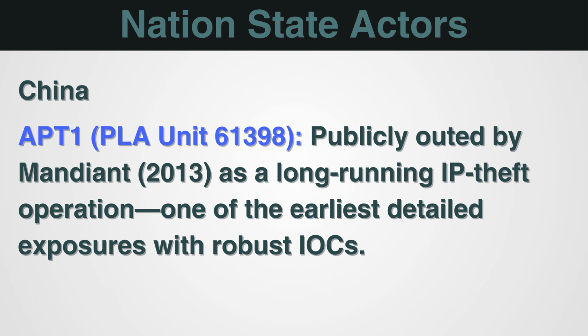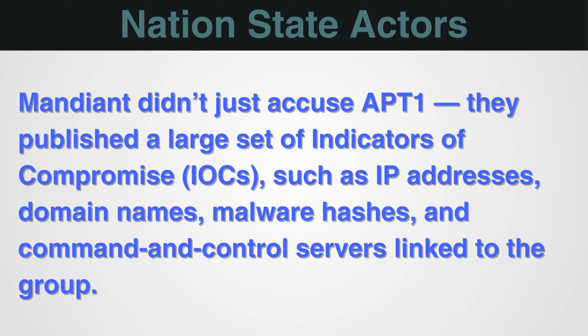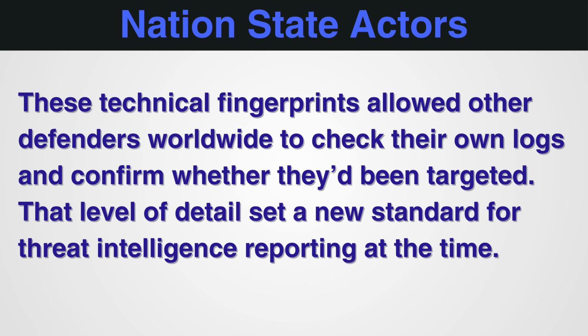We're going to China: APT1, PLA Unit 61398, publicly outed by Mandiant in 2013 as a long-running IP theft operation, one of the earliest detailed exposures with robust IOCs. When we say robust IOCs, it means Mandiant didn't just accuse APT1, they published a large set of indicators of compromise, such as IP addresses, domain names, malware hashes, and command and control servers linked to the group. These technical fingerprints allowed other defenders worldwide to check their own logs and confirm whether they'd been targeted. That level of detail set a new standard for threat intelligence reporting at the time.